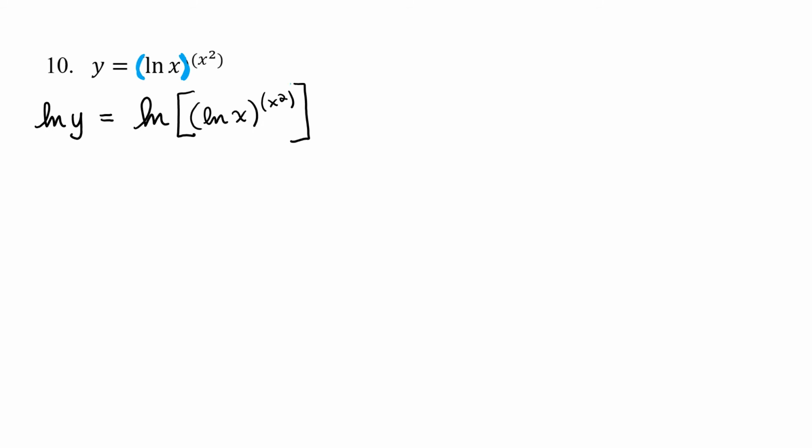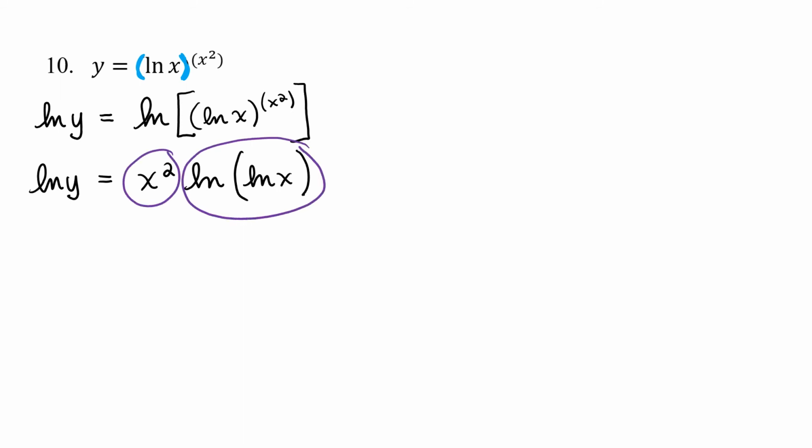Now, this exponent is inside of a natural log function. So we have that the natural log of y is equal to x squared times the natural log of the natural log of x. So we have a natural log inside of our natural log. And now we can take the derivative, because we don't have any functions raised to functions. We do, however, have this product, and inside right here we have some chain rule.